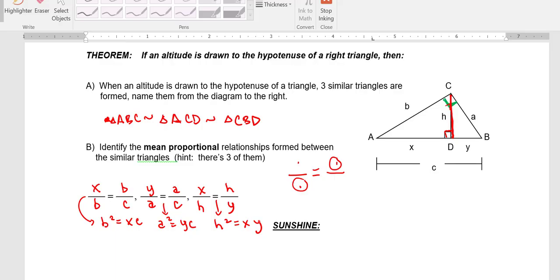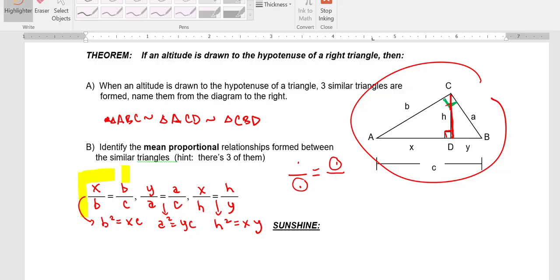And so what I can do is, if I'm approaching a problem that has this diagram, I can use these relationships to solve for certain sides within that diagram. Or I can go ahead and use these relationships down at the bottom.